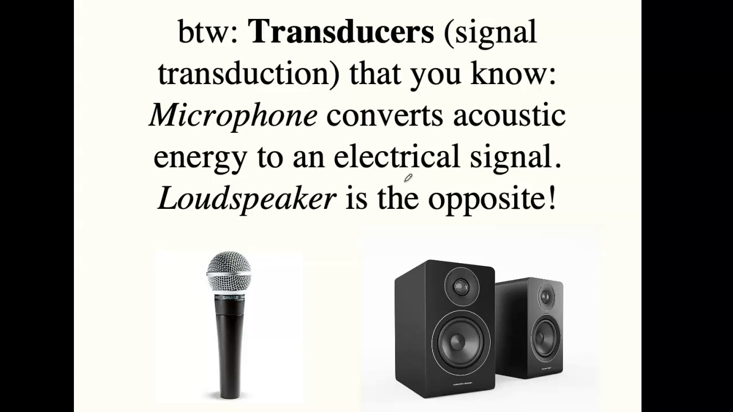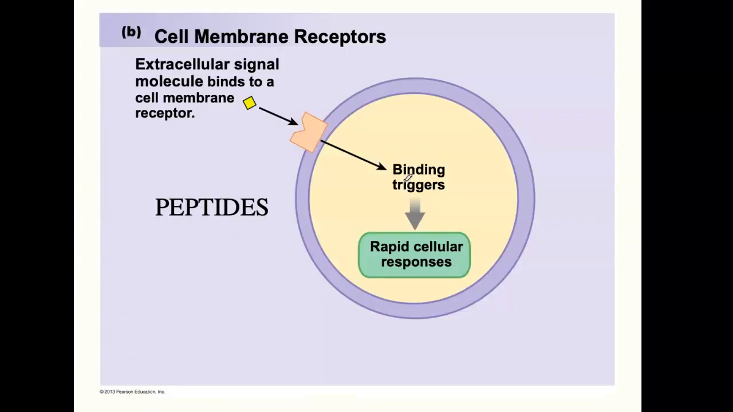It's a type of transducer that you know already, a microphone. A microphone converts acoustic energy to an electrical signal, so it's a transducer. It changes one message into a different form. A loudspeaker does the opposite. So it gets that electrical signal and puts it into an acoustic one. So those are transducers. So you know that terminology.